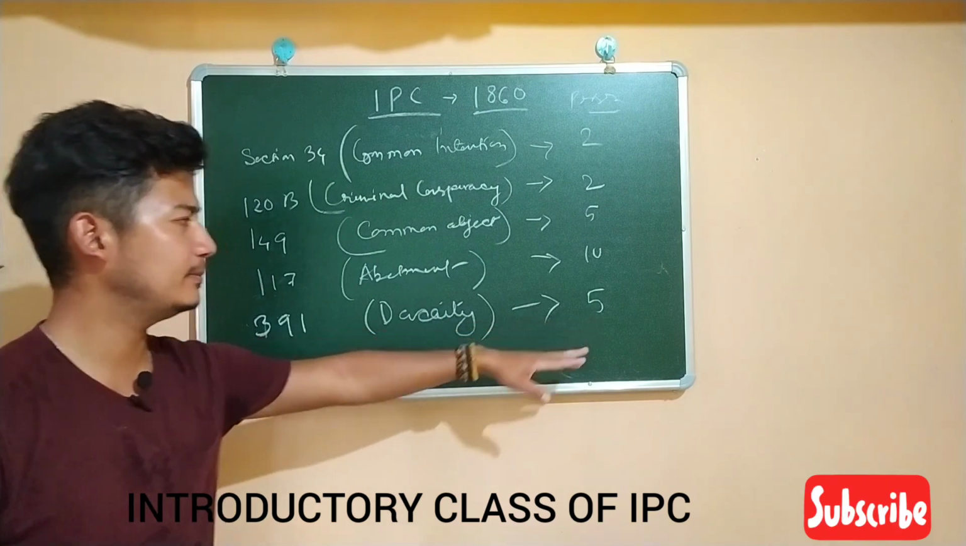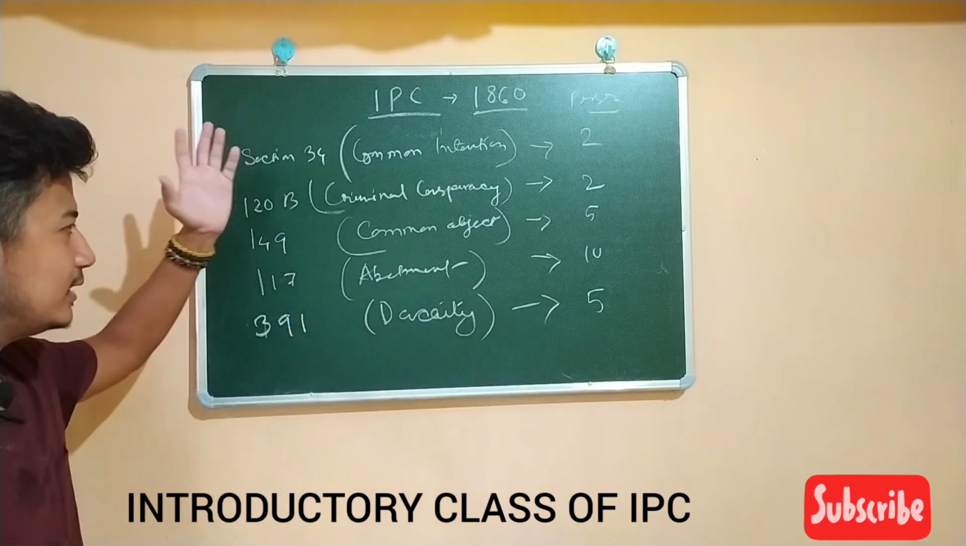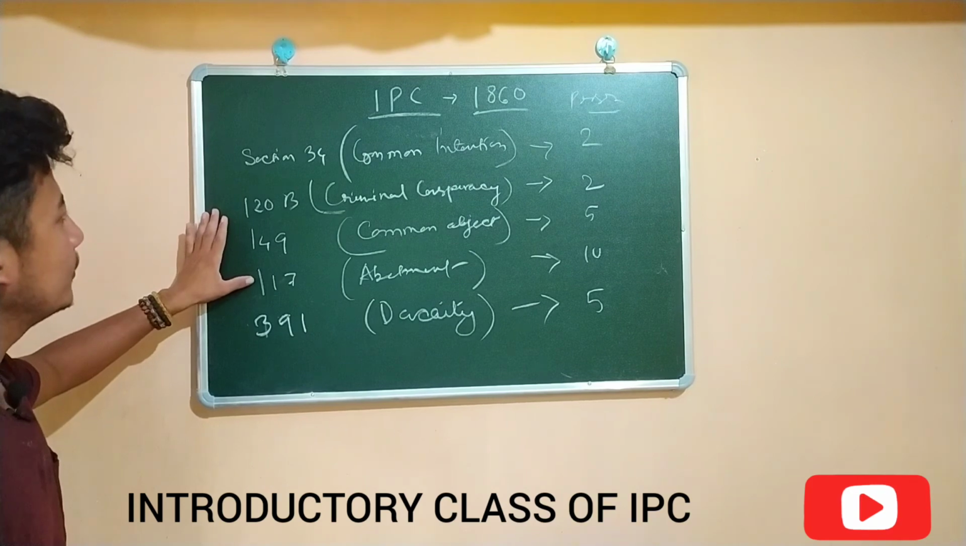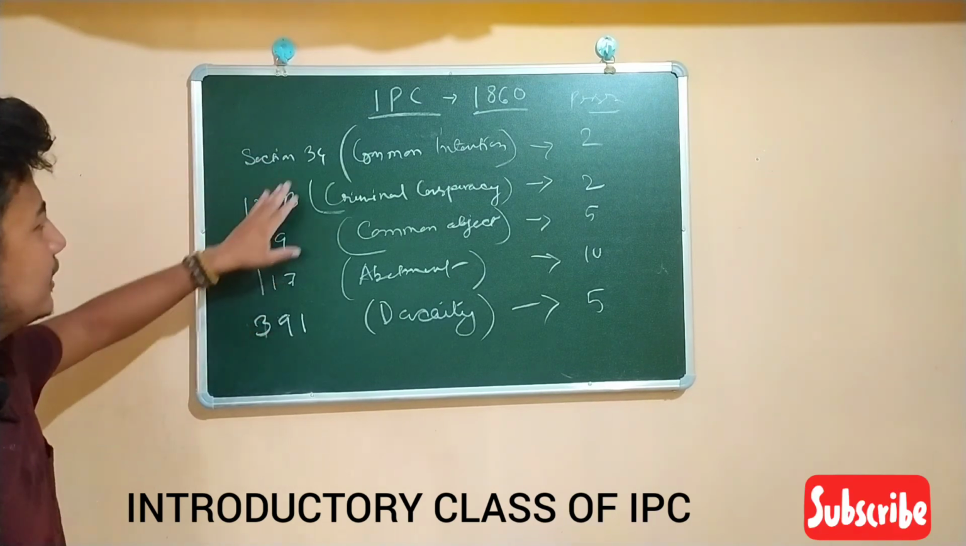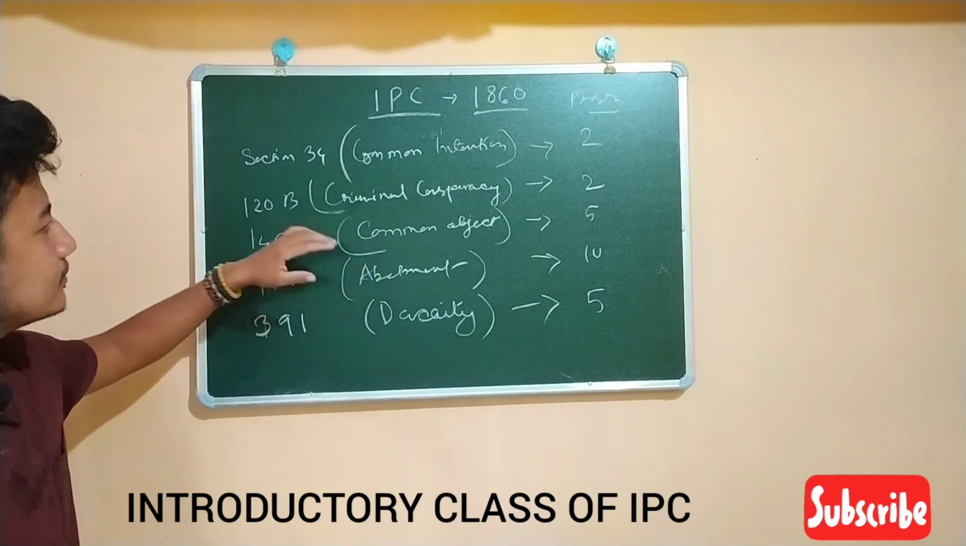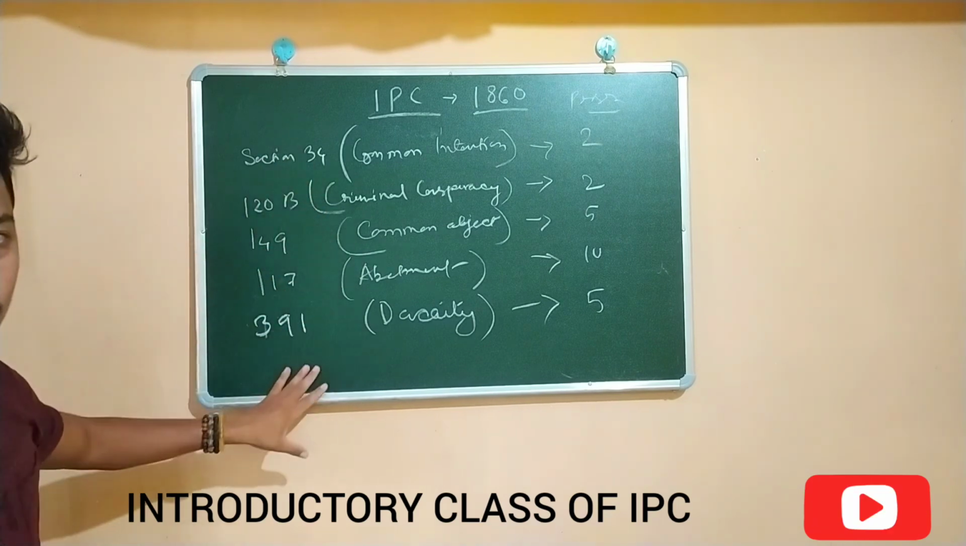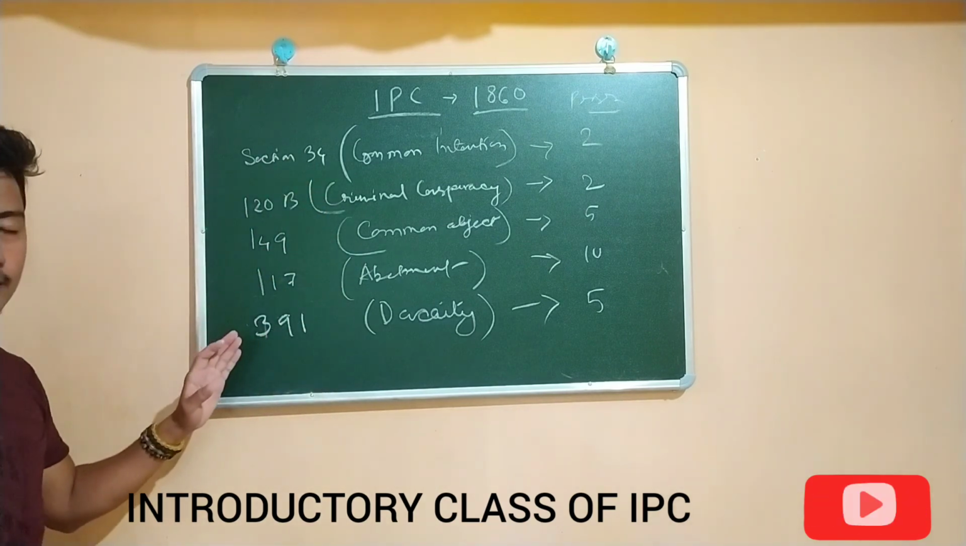If there are fewer than 5, it will be a different crime. We will see it in a later part of the next video. The main important topics here are common intention, common object, and criminal conspiracy. These are very important topics of IPC. We will discuss them in detail in the next videos.